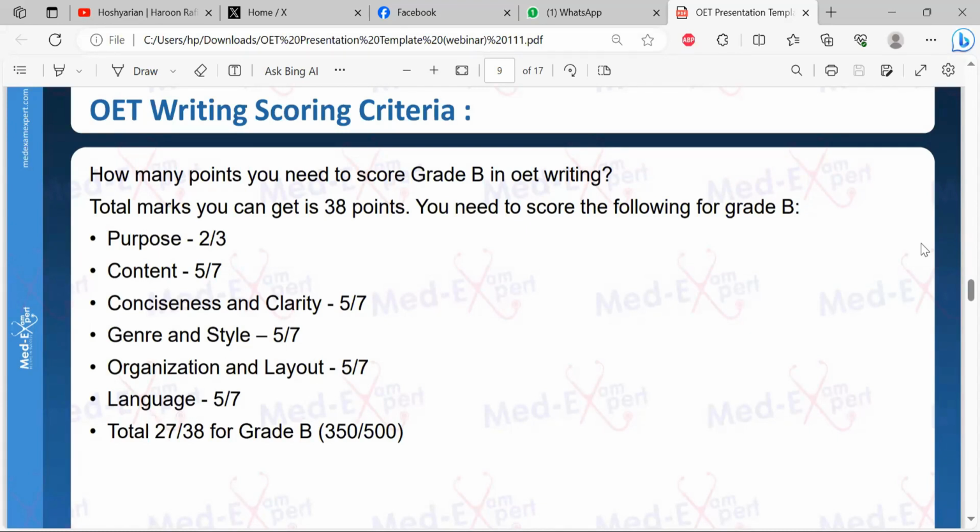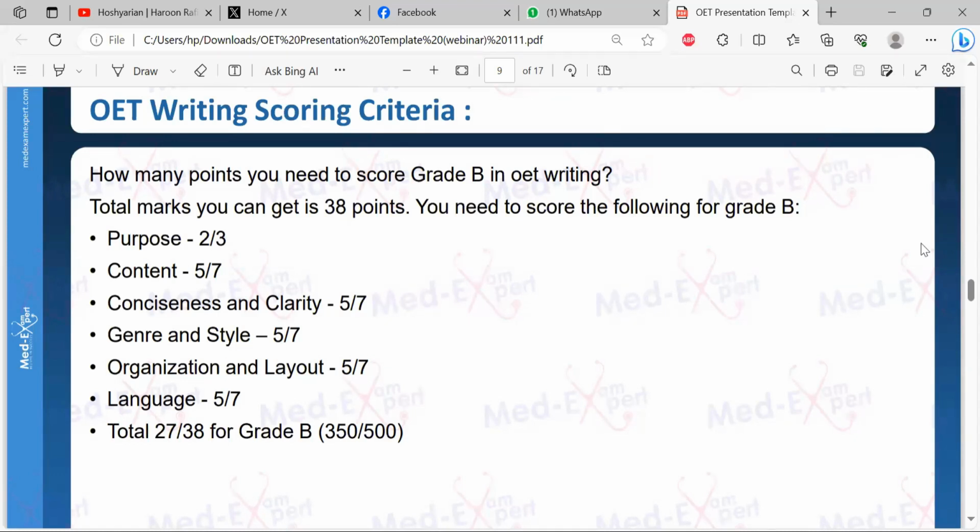Then there comes the content. For the content, it has 7 marks, and you should obtain 5 out of 7. And for conciseness and clarity, it means that you should write relevant information, be clear in your stance about what you are writing, and it should be concise. It matters a lot, because the word count range, we know, is 180 to 200. So if your letter is within this word count limit, then you are surely going to get grade B.